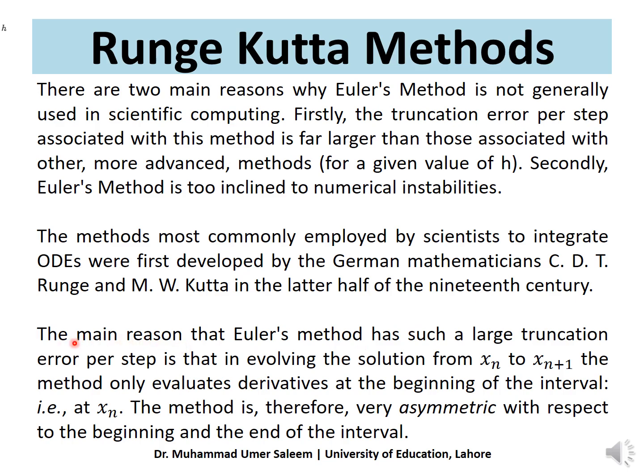The main reason that Euler's method has such a large truncation error per step is that in evolving the solution from xn to xn plus 1, the method only evaluates the derivative at the beginning point of the interval. So it gets the derivative at xn to compute xn plus 1. The method is therefore very asymmetric with respect to the beginning and the end of the interval.